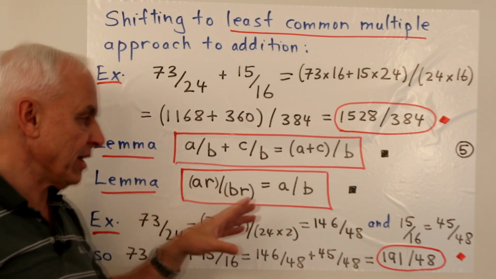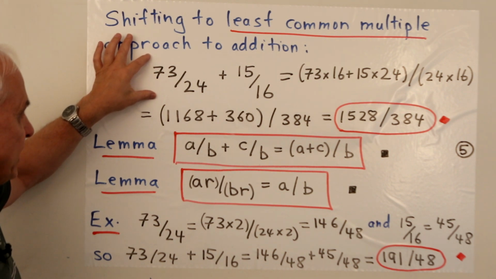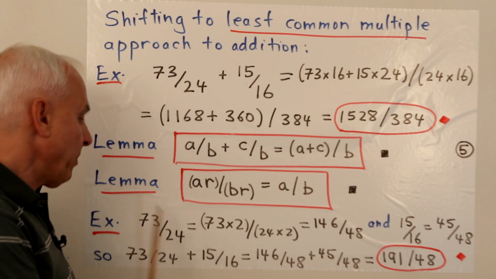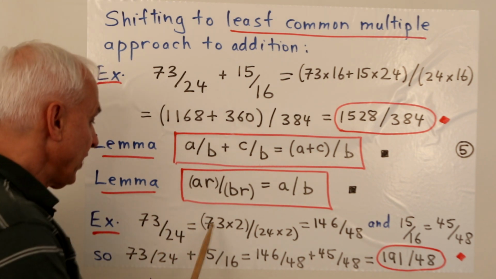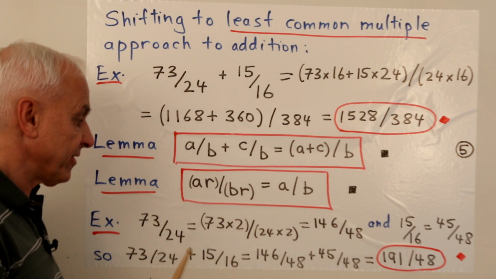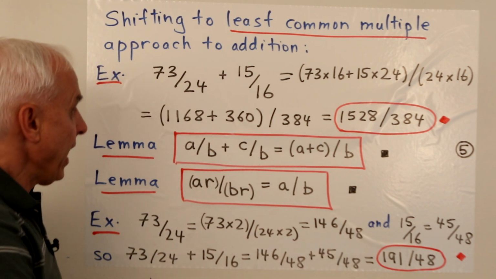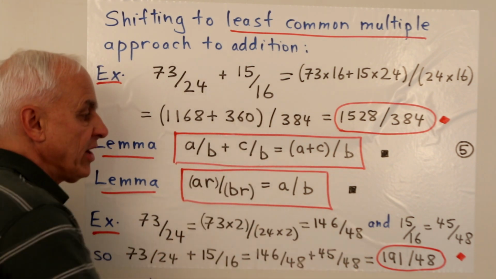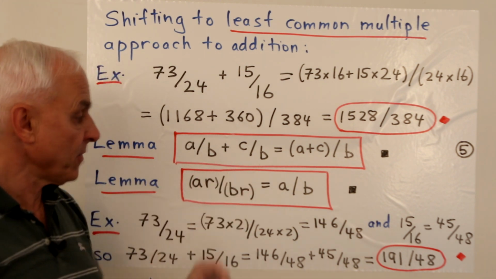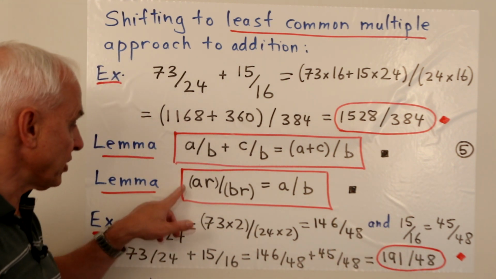Now we can utilize these two things to have another look at this thing here. So 73 over 24. I'm going to multiply both top and bottom by 2. 73 times 2 over 24 times 2. According to this lemma here, that's still the same. So now we get 146 over 48. And with the other one, 15 over 16, I'm going to multiply both numerator and denominator by 3 to get 45 over 48. Okay, so we've used this one here.